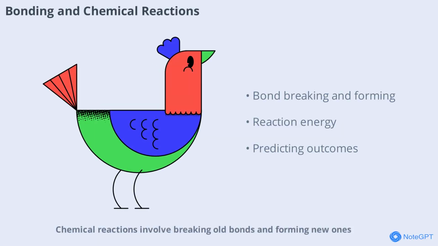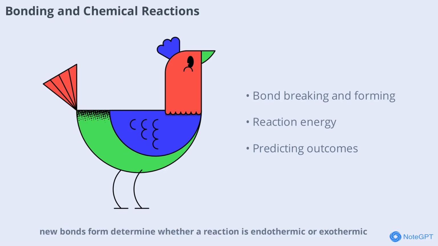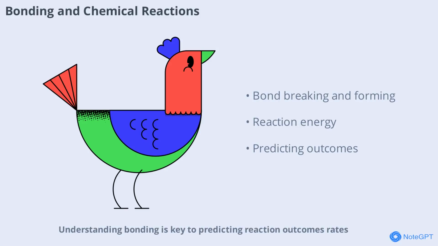Chemical reactions involve breaking old bonds and forming new ones. The energy required to break bonds and the energy released when new bonds form determine whether a reaction is endothermic or exothermic. Understanding bonding is key to predicting reaction outcomes, rates, and the energy changes involved. This knowledge is fundamental to chemistry and many practical applications.